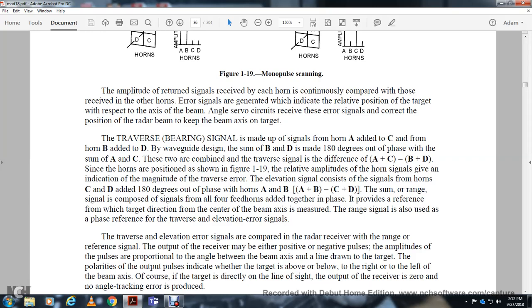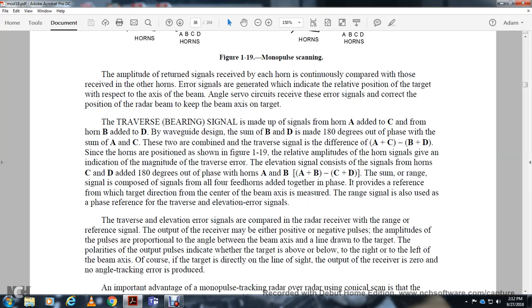To keep the beam axis on the target, the transverse bearing signal may be the signal of horn A added to C, and horn B added to D. The sums of B and D are combined with the sum of A and C with a 180 degree shift, so the transverse signal is the difference, A plus C minus B plus D, whose sign indicates the sense of the horn position in figure 119. The relative amplitude of the horn signals gives the indication of the magnitude of the transverse error signal.